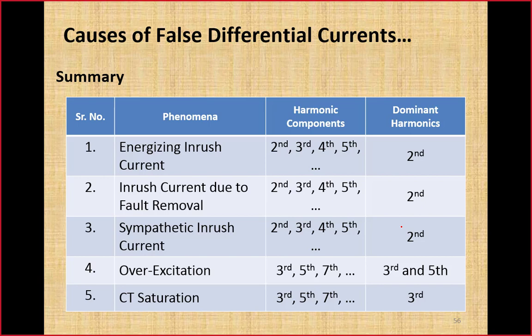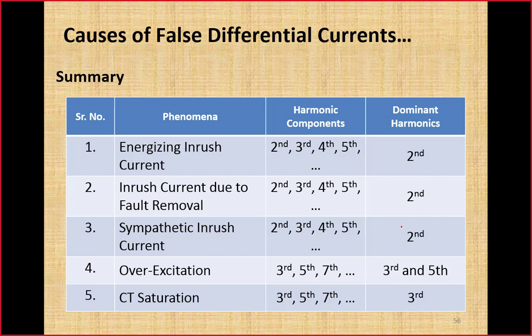Then the third is sympathetic inrush current. If we consider the individual transformer, then all the harmonic components are present and second will be dominant. And when we see the current coming from the generator side, that will have very few harmonics and there will be no even harmonics. Then the fourth phenomenon is overexcitation. Current was symmetric about the horizontal axis. Due to this reason, there were no even harmonics, and all odd harmonics were present. Third and fifth were the dominant.